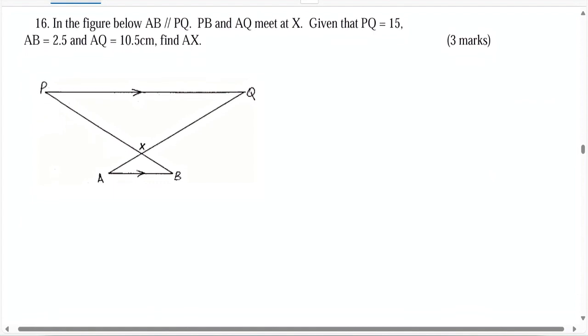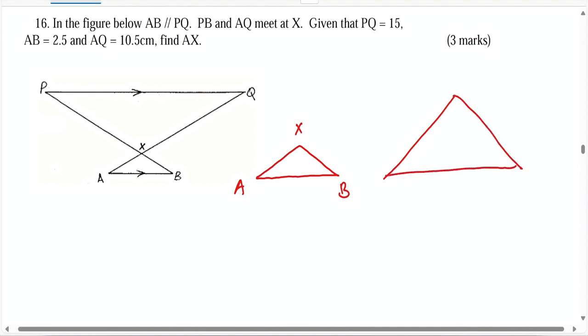In the figure below, AB is parallel to PQ. PB and AQ meet at X, given that PQ equal to 15, AB equal to 2.5, AQ equal to 10.5 centimeter, find AX. So now we need to draw it in a way that those two triangles can be similar. So you have, this is AXB. So this is our AXB. Na kuna triangle nyingine kubwa, ndio hiyo hapo ambayo iko inverted. So hiyo ambayo iko inverted ndio hiyo triangle kubwa ambayo nimechora sasa hivi.